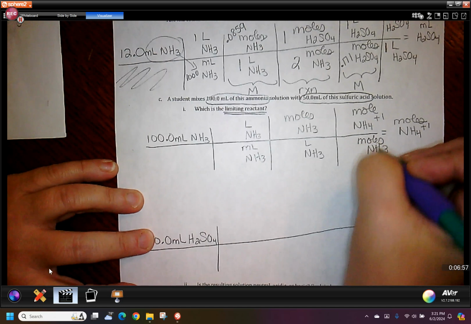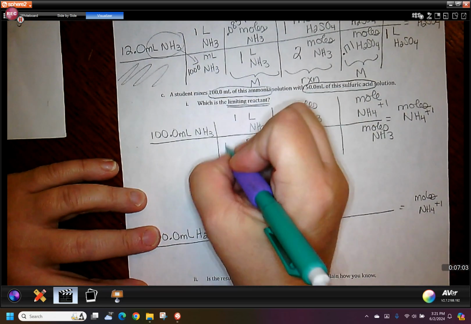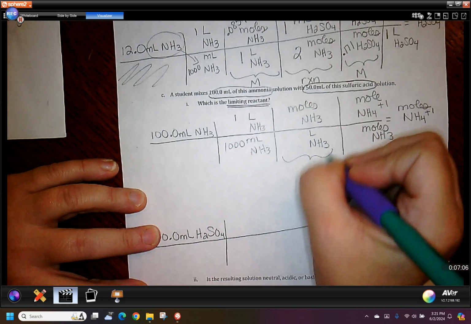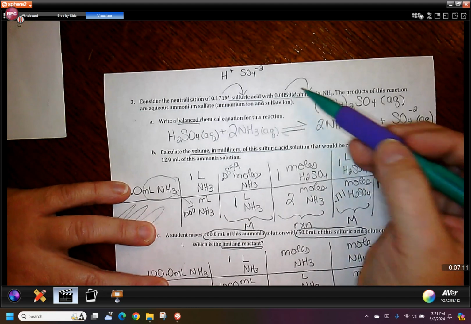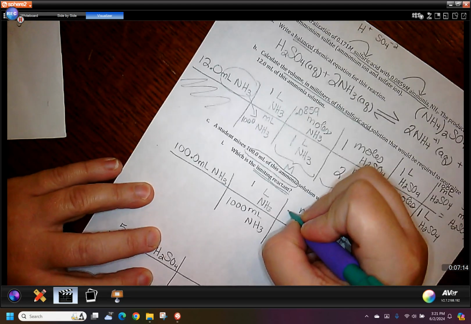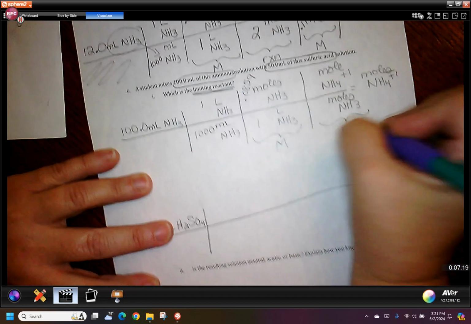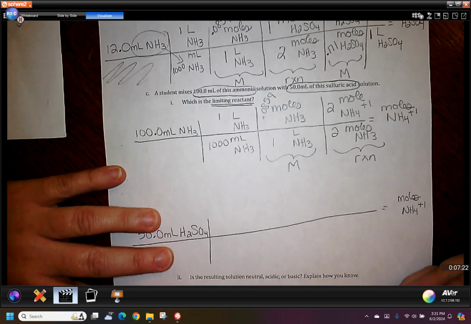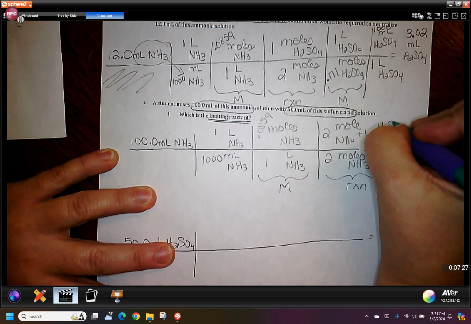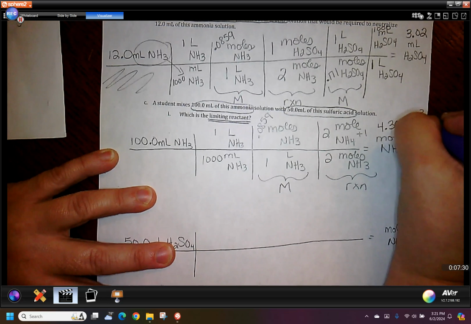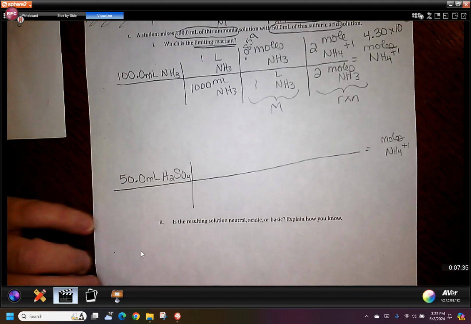Okay, milliliters and liters. 1 liter is 1,000 milliliters. Moles and liters is molarity. Make sure I go back to the molarity of ammonia. 1 liter, 0.0859. Moles to moles, that's the reaction. That's 2 to 2. Okay? So when I do that one, okay, I get 4.30 times 10 to the negative third moles. Okay, careful with your calculator, you got two numbers on the denominator.